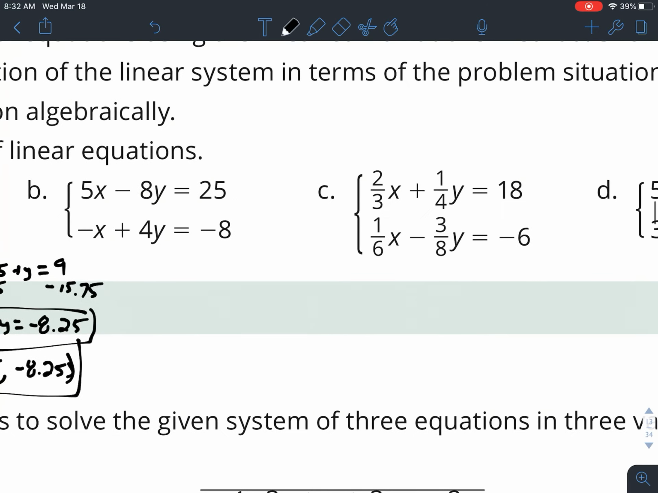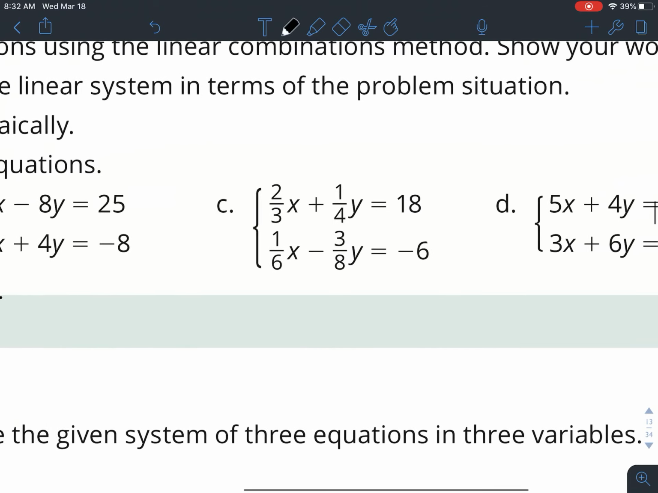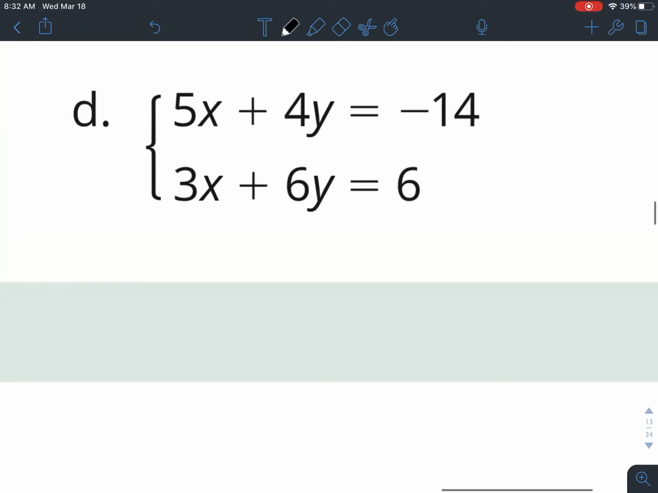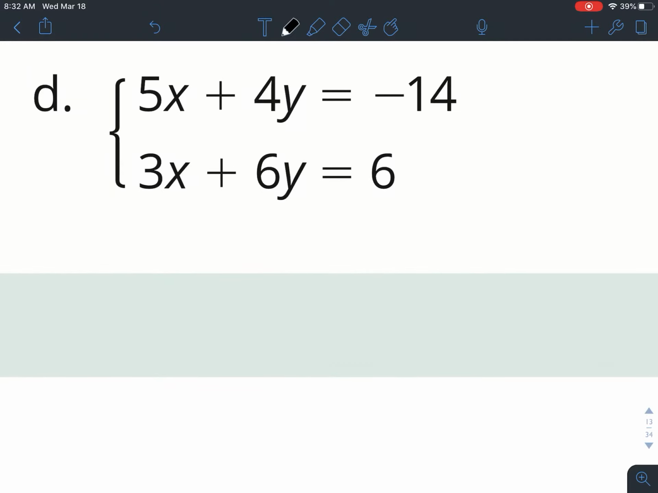Now let's look at D, and then we're going to call it a day today. So we look at these, they are not matched to each other. So we're going to multiply this top problem. We're going to go with the x's this time to make it easier. We're going to times the top part by 3, and we're going to times the bottom part by -5 because we have to eliminate. So 3 times 5x is going to give us 15x.